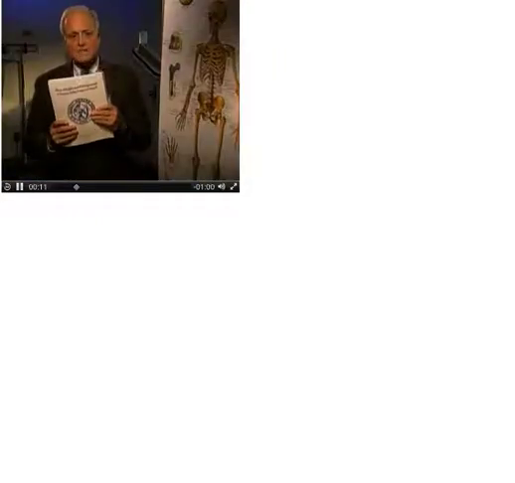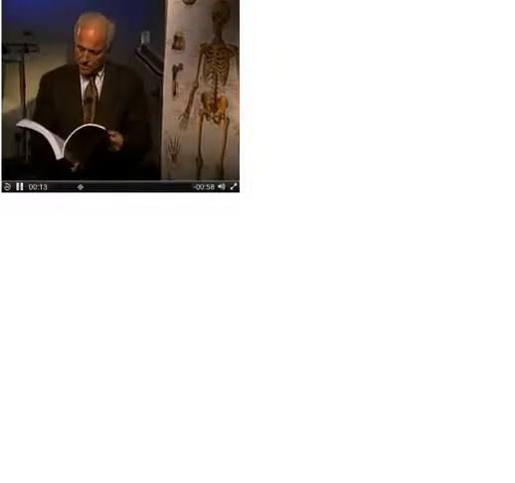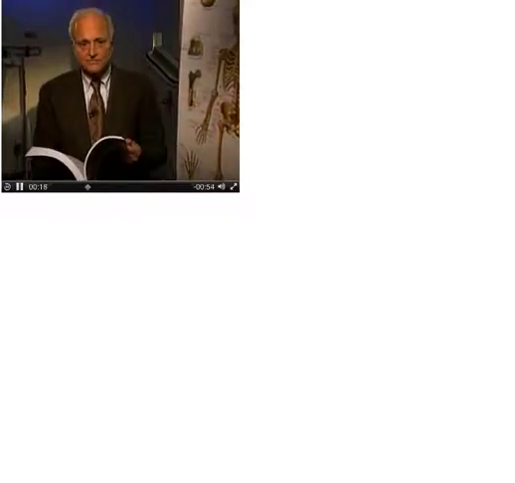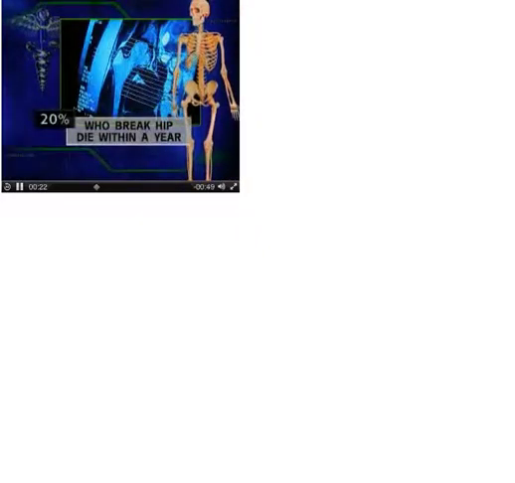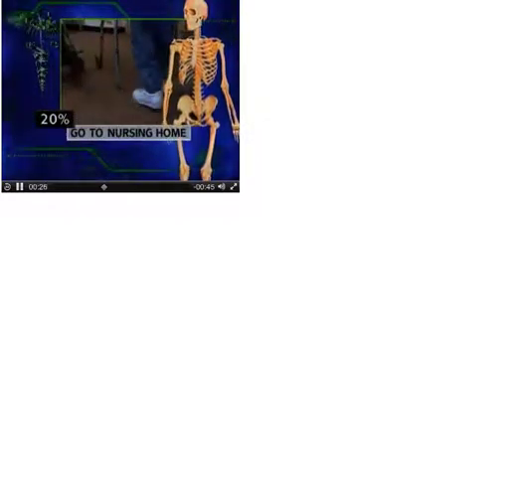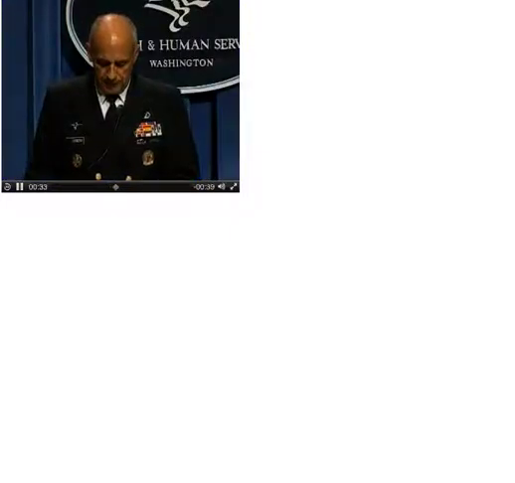And today, this landmark report from the U.S. Surgeon General warns there are 10 million Americans with osteoporosis and another 34 million at risk because of low bone mass. Devastating because 20% of seniors who break a hip die within a year. Another 20% go to a nursing home. And 33% of those who break hips are men. Osteoporosis just isn't your grandmother's disease.